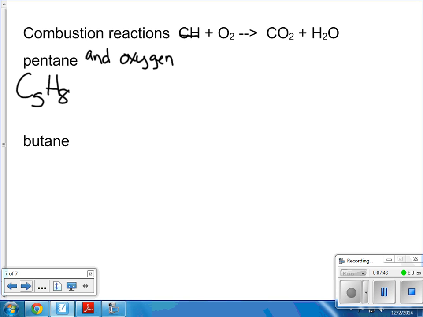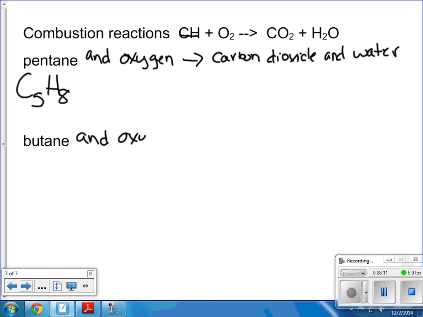But we know in a combustion reaction for our word problem, pentane and oxygen produces carbon dioxide and water. Same thing happens. You may not know what butane is, but it's a combustion reaction. So we're going to put butane and oxygen produce carbon dioxide and water every single time.